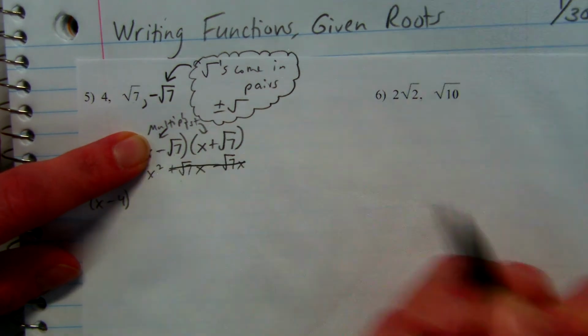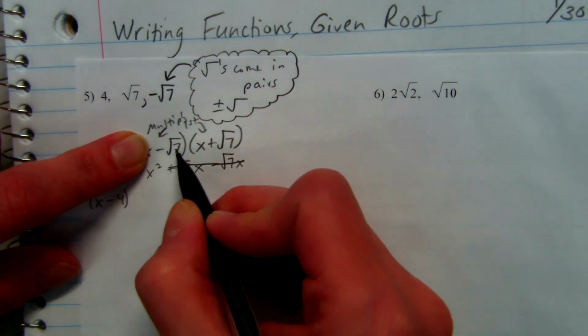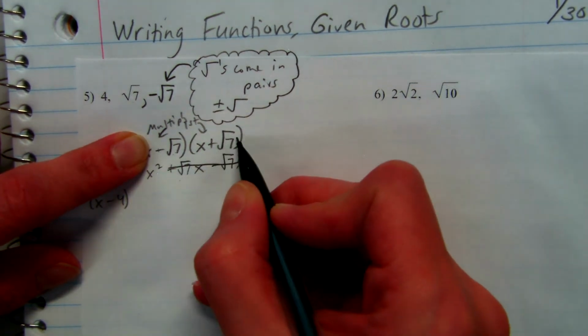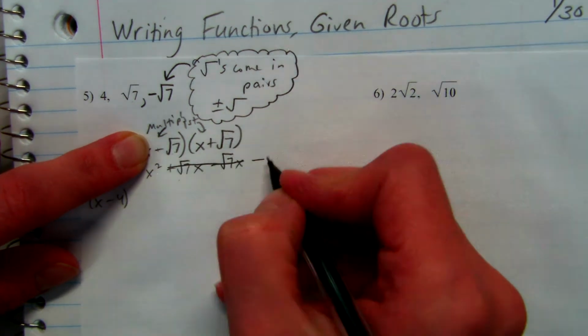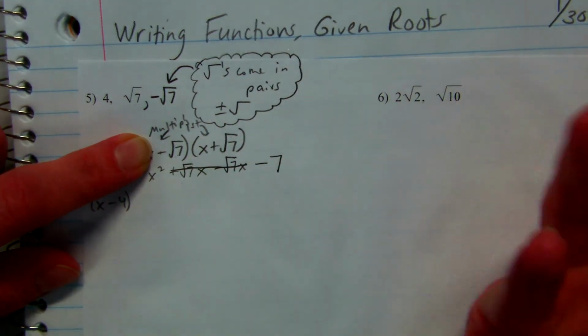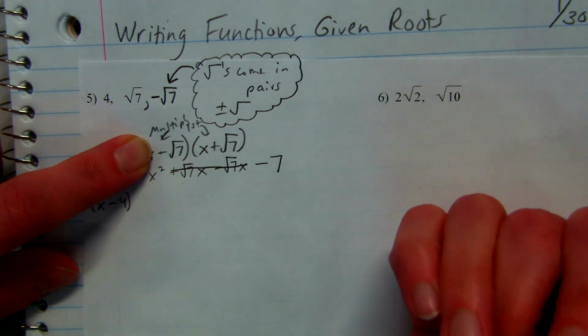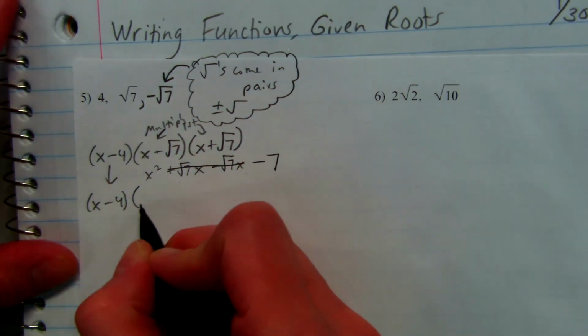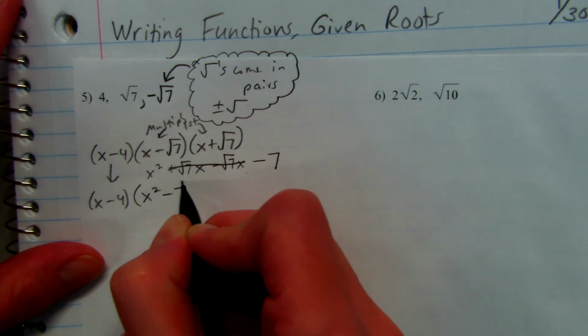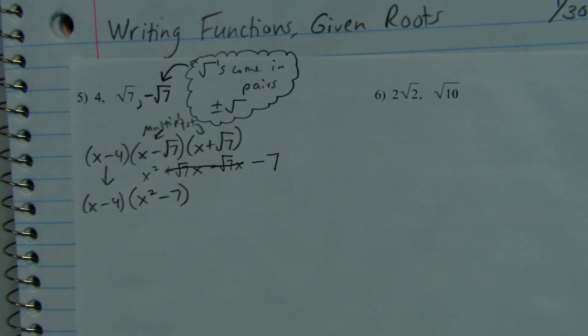Those cancel out. Then I have negative square root of 7 times positive square root of 7. So it's going to be negative, and square root of 7 times square root of 7 would just be 7. It's the square root of 49, which comes out to 7. You're squaring a square root. So essentially all this is going to be now is x squared minus 7. That's a cool thing that happens with radicals.